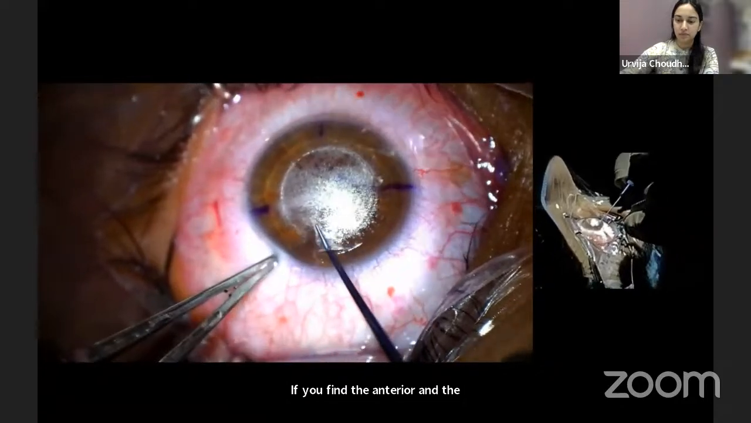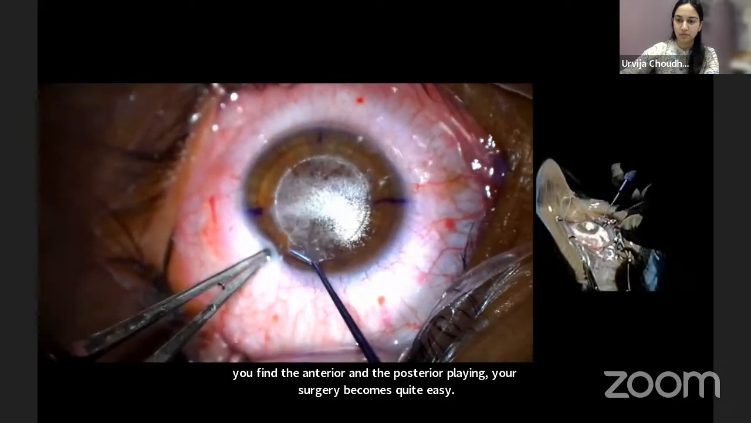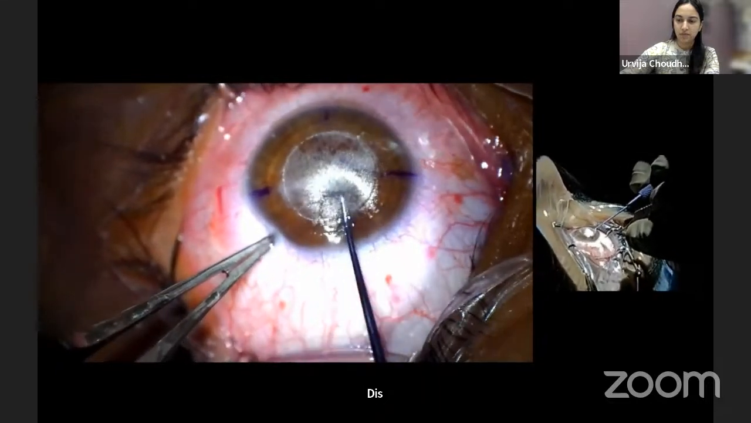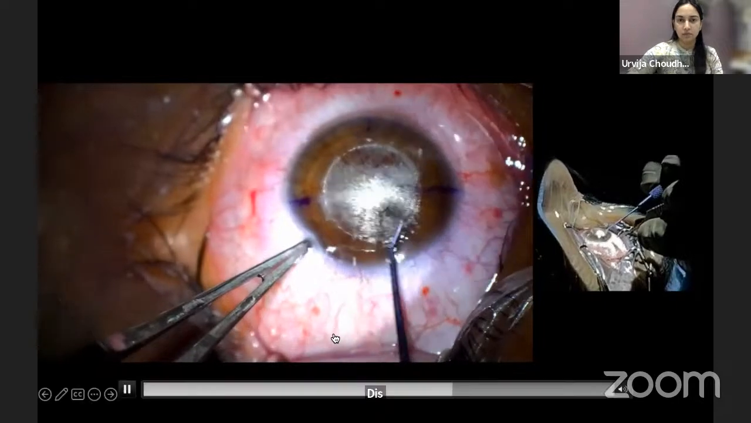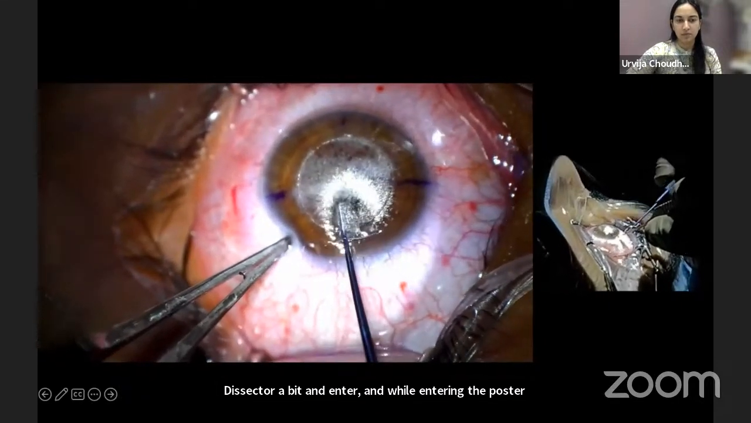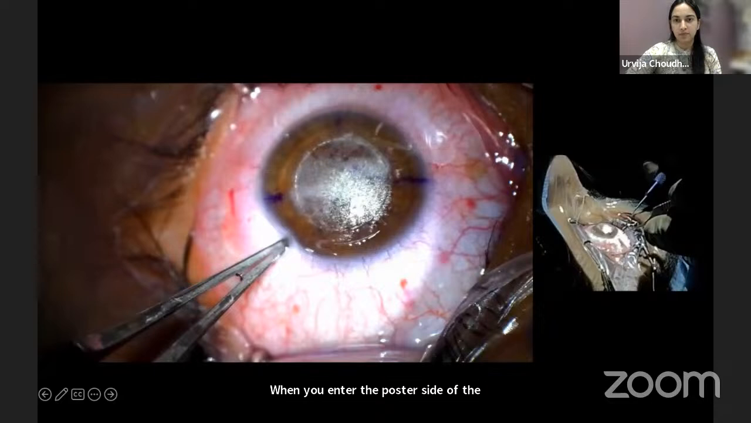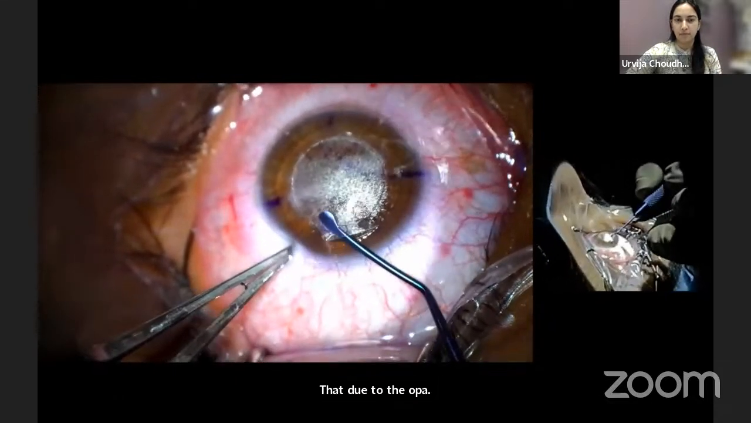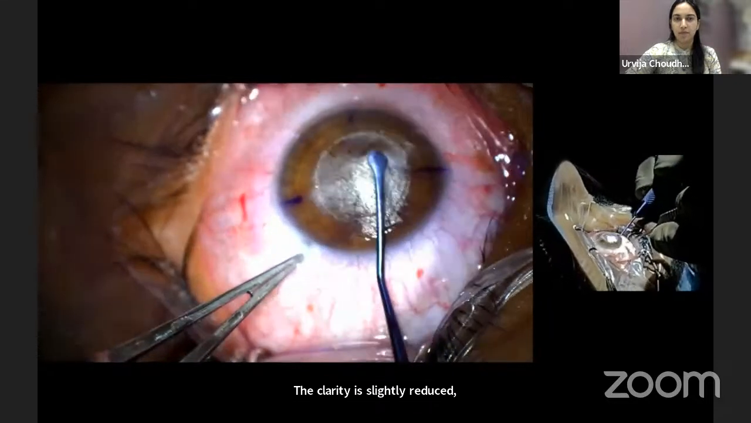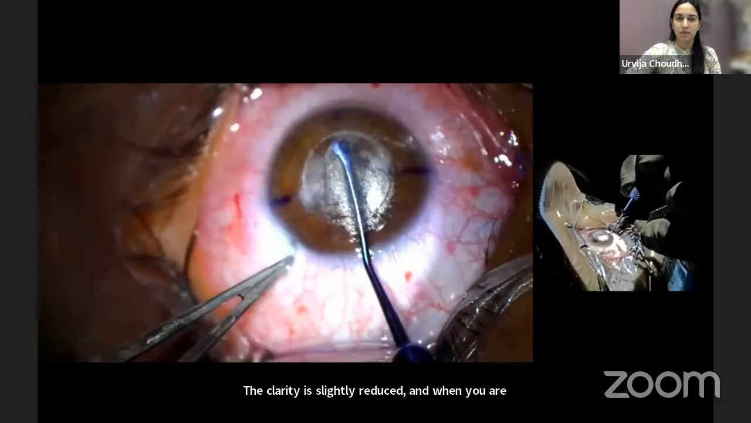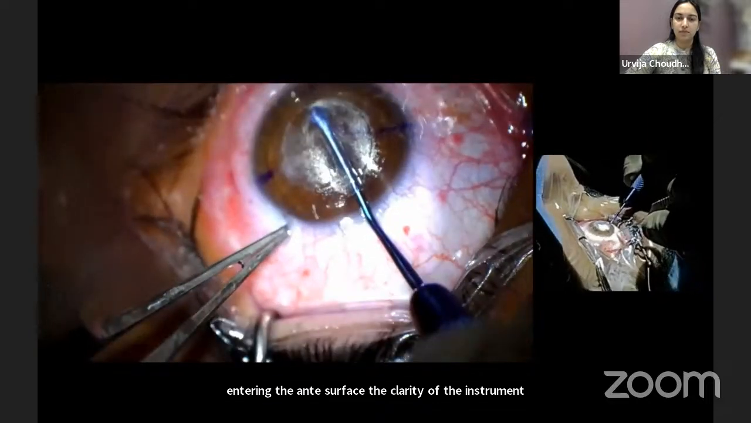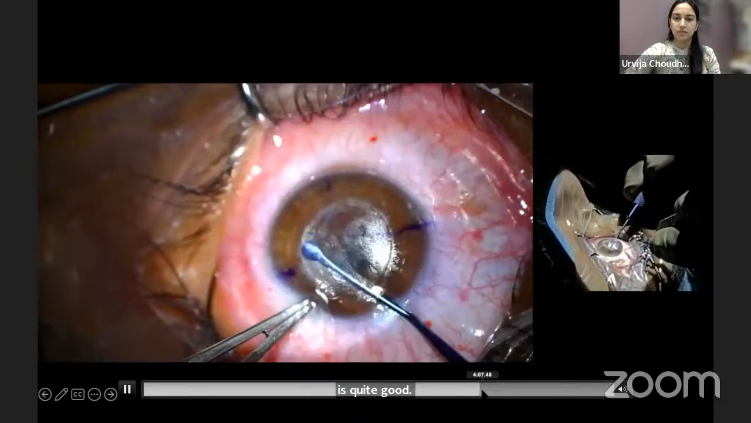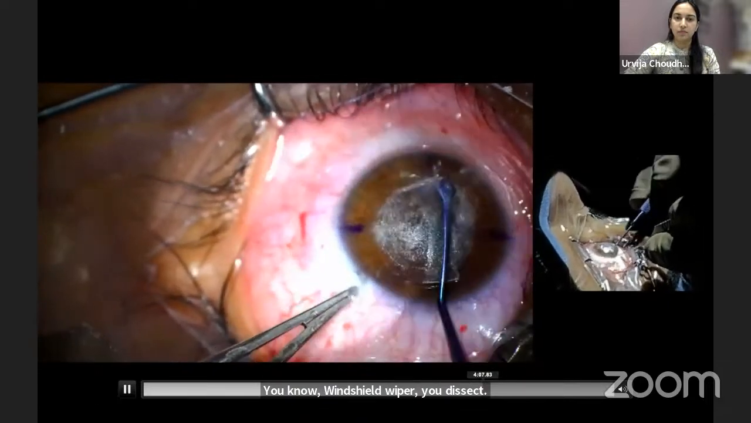So the trick here is to tent up a dissector a bit and enter the anterior plane, and while entering the posterior plane, dip in a little because it's a biconvex lenticule. When you enter the posterior side of the plane, you will see that due to the opaque bubble layer, the clarity is slightly reduced, and when you are entering the anterior surface, the clarity of the instrument is quite good. In a windshield wiper manner, you dissect the complete lenticule till the edges.